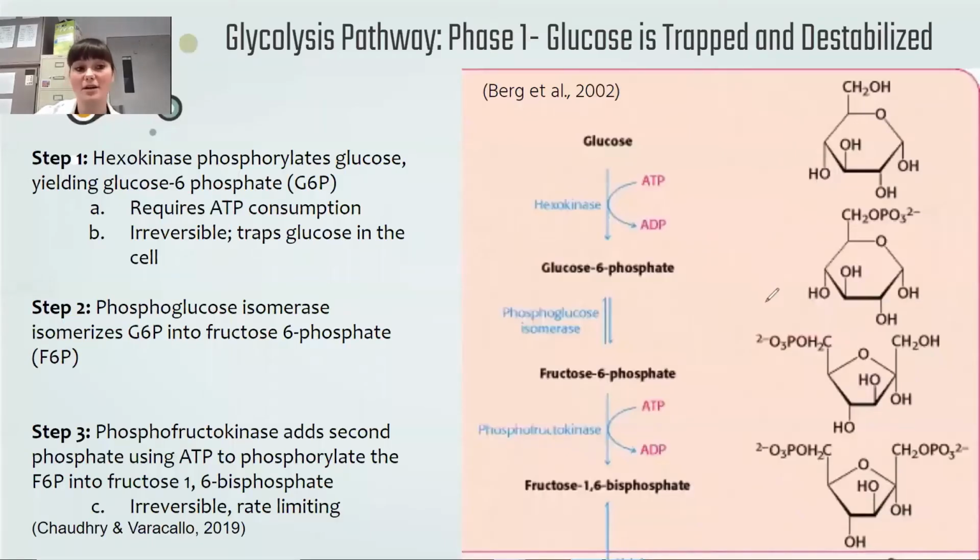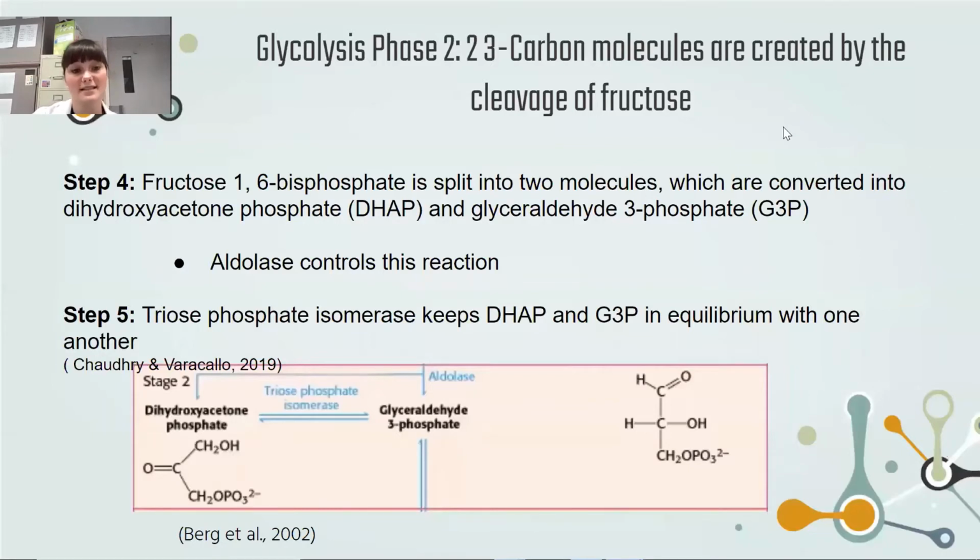So to go ahead and summarize all 3 steps once again, we've seen a couple of things happen. We have added a phosphate on right there. We have pushed this carbon outside of the ring, and we have added on another phosphate over here. Moving on to discuss phase 2 of glycolysis, 2 3-carbon molecules are going to be created by the cleavage of that fructose. So in this phase, we're actually going to split that entire fructose ring now in half, and we're going to get 2 3-carbon molecules out of it.